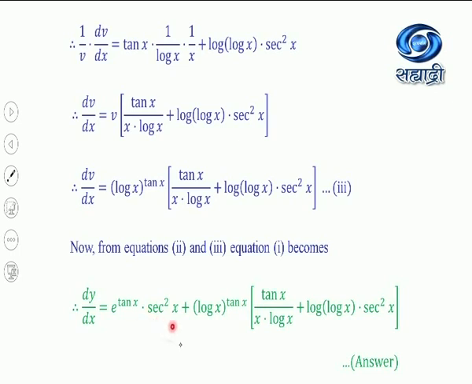And now we say that from 2 and 3, equation 1 becomes dy by dx equal to du by dx plus dv by dx, and we write this. This is du by dx and this is dv by dx. And it shows our final required answer.